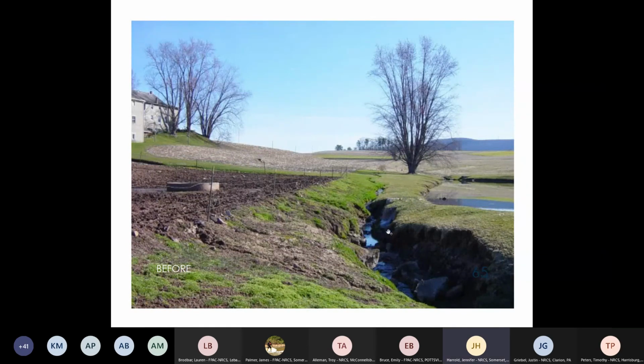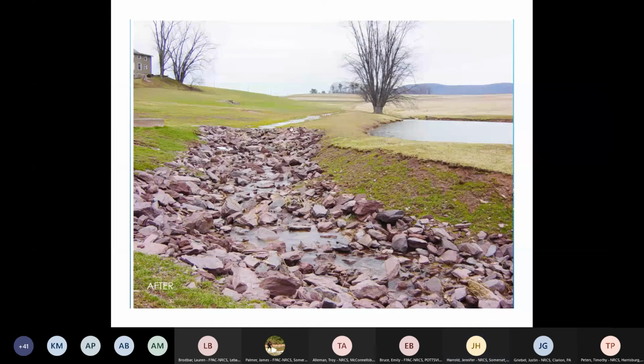Example of an eroding pond embankment here. Looks like barnyard runoff. I'm not sure what's upstream or downstream here, but came back in, to protect this embankment, did riprap outlet for the waterway, and repaired this embankment.